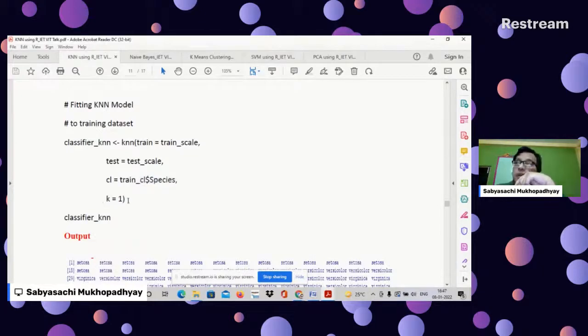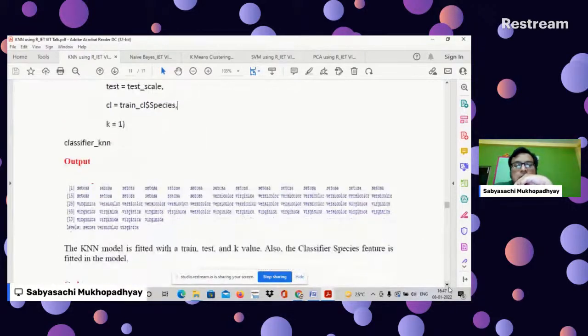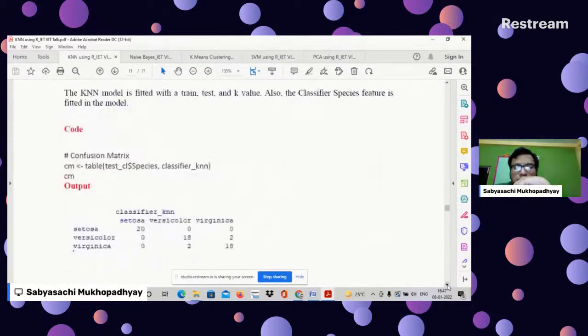Now we are checking for k equals 1, because you know that we'll start from k equals 1 and then we'll try out different numbers of k and find the optimum result. So for k equals 1, if you print out classifier underscore knn, this classification will be shown: setosa. In some cases it has been predicted as virginica, or as versicolor, as per the given classes there. Okay, now you will form the confusion matrix.